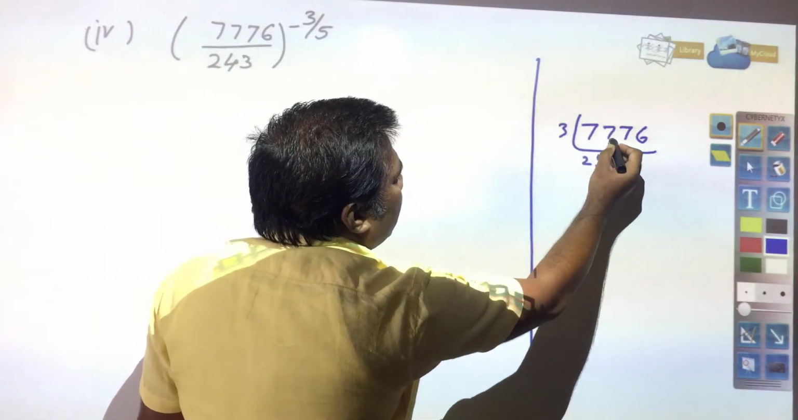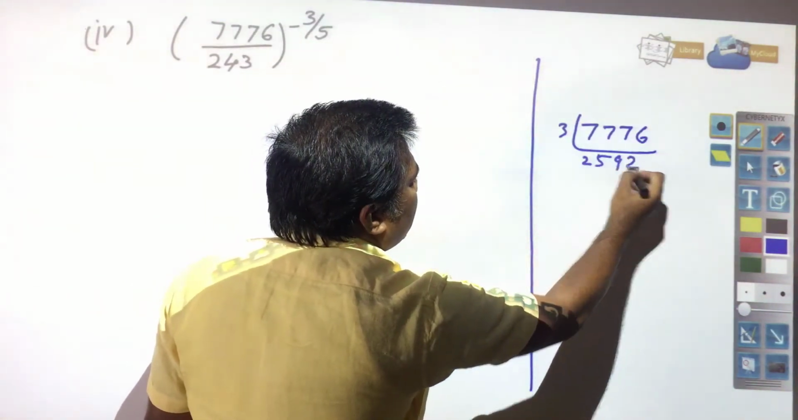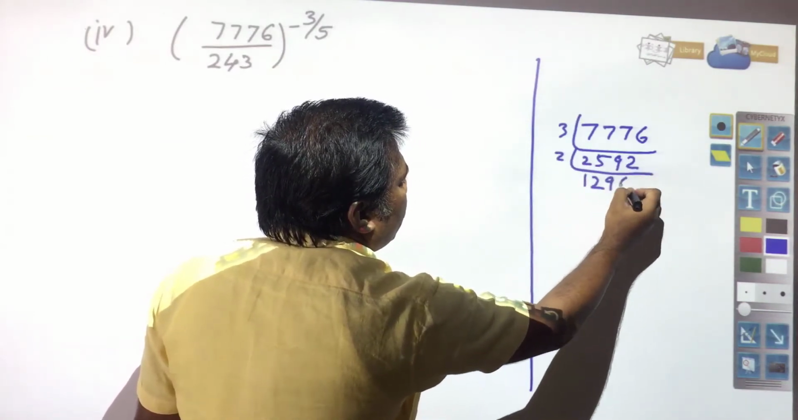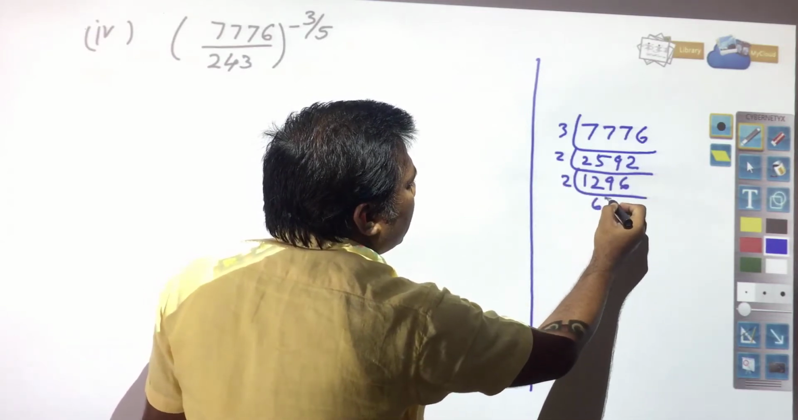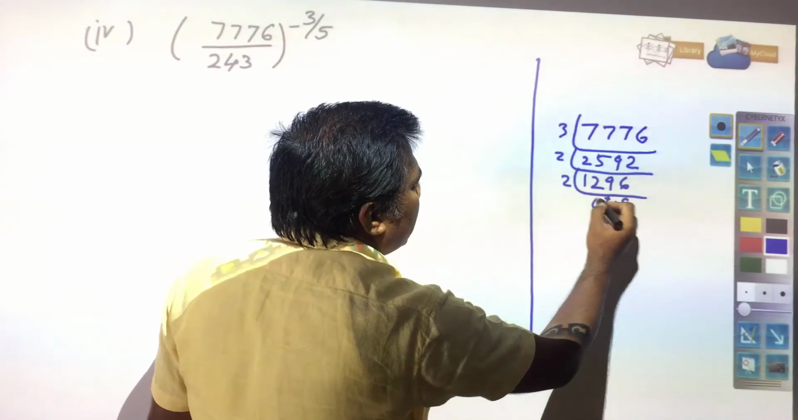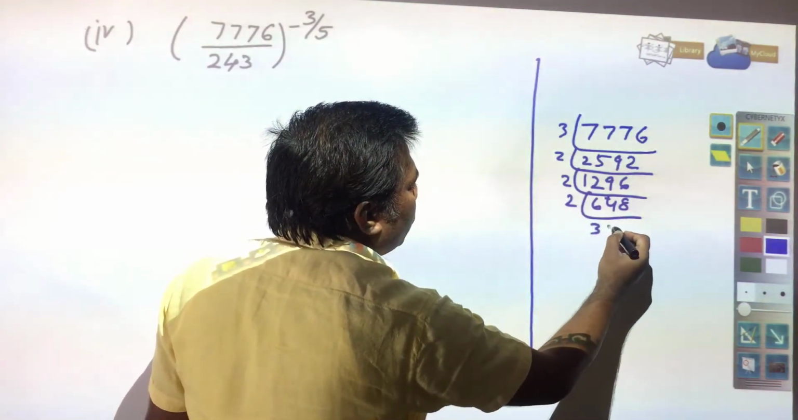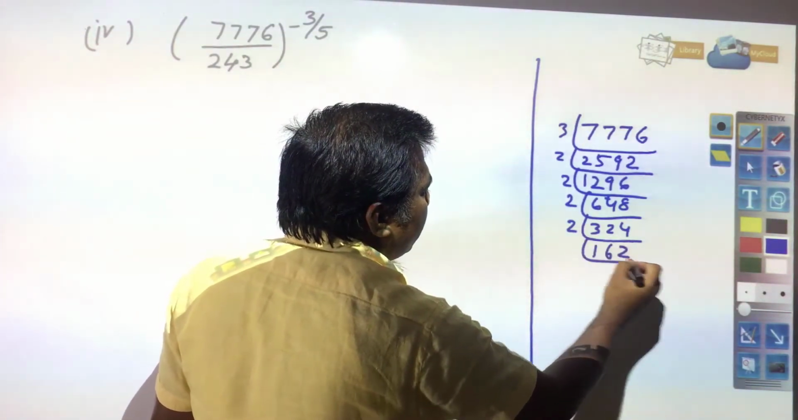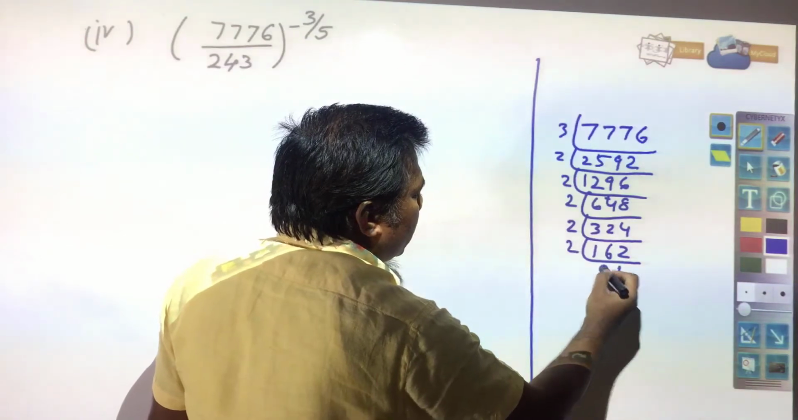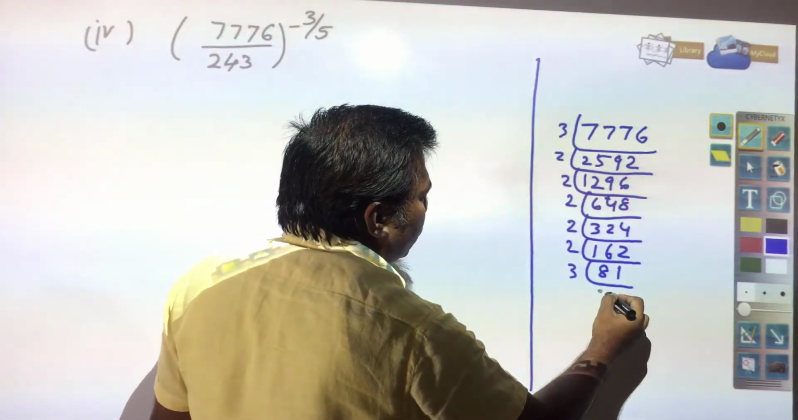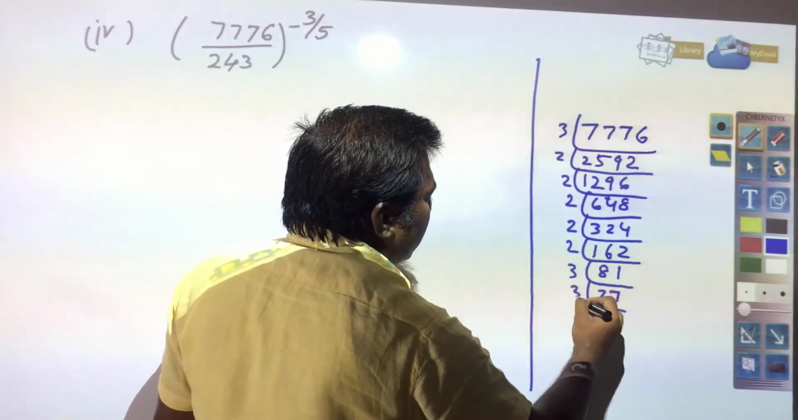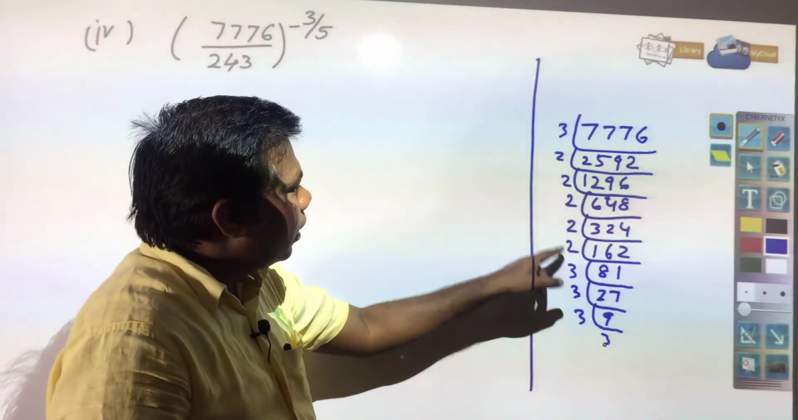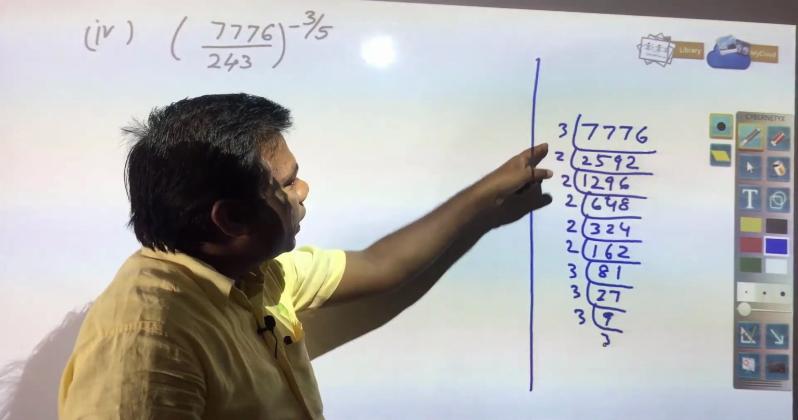Dividing repeatedly by 2 and 3 with the multiplication tables, 3 fives are 15, 3 nines are 27, 3 twos are 6, 2 ones are 2, 2 twos are 4, and so on, until 3 threes are 9. So 5 times you have 3 and 5 times you have 2, it means 3 twos are 6.